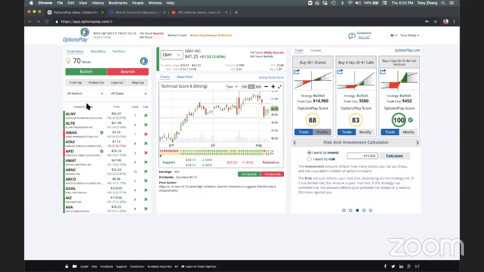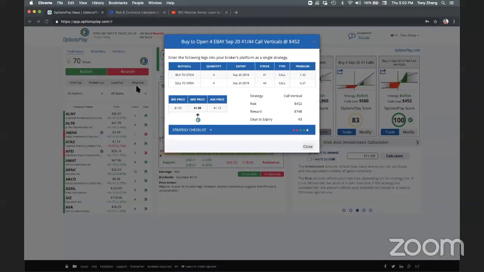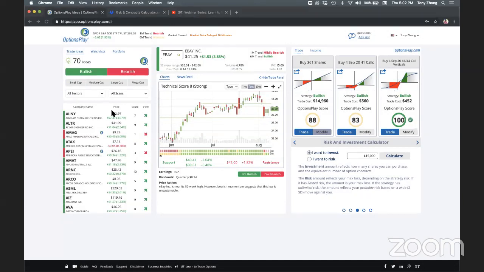Explain trade costs. Trade costs is simply the cost it takes to enter the trade. So here in this particular eBay trade, it cost me $452 to buy the September 40 44 call. I'm sorry, this is 4 contracts of it. So basically it tells me the exact dollar amount that I need in my account to enter this trade. So you need buying power of $452 to enter this trade. That's what trade cost refers to.